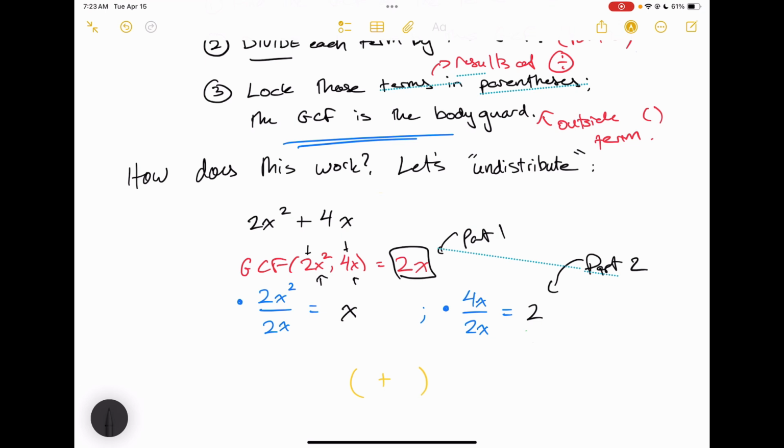Lock these terms in parentheses, in the order that they came. So this first one, this 2x squared was first, so its result x is going to go first in parentheses. Meanwhile, this one over here, 4x over 2x, that's going to go second in the parentheses. x plus 2 now lives in there. But I'm not quite done yet. I have to have the GCF, the one we found in part 1, as the bodyguard outside. So this 2x is going to go here.